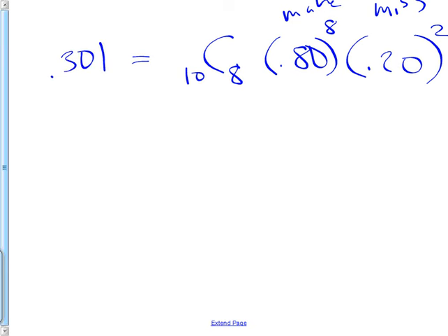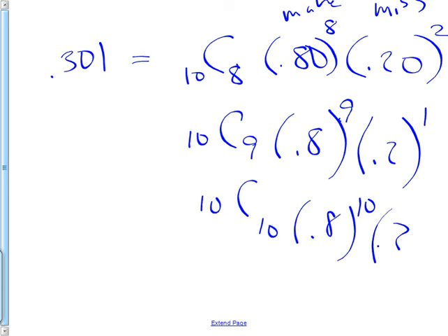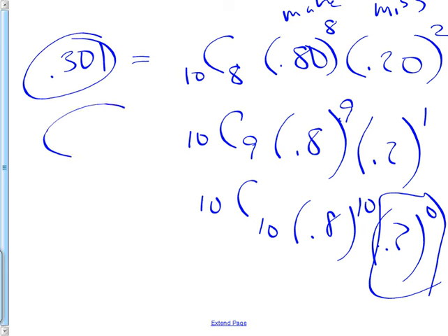If we figure out then the probability going 10 C9 and 0.8 to the 9th and 0.2 to the 1st, that's the probability of making 9 out of 10. Oh wait, I screwed that up. 9 and 1, sorry. 9 makes and 1 miss. And then we go 10 out of 10 is 10C10, 0.8 to the 10, and 0.2 to the 0, which doesn't really hurt because 0.2 to the 0 is equal to 1. All right, so anyway, that would be the probability of making at least 8 out of 10. So could you agree that saying at least is like saying this, or this, or this? And what are we supposed to do with ors? Add them.